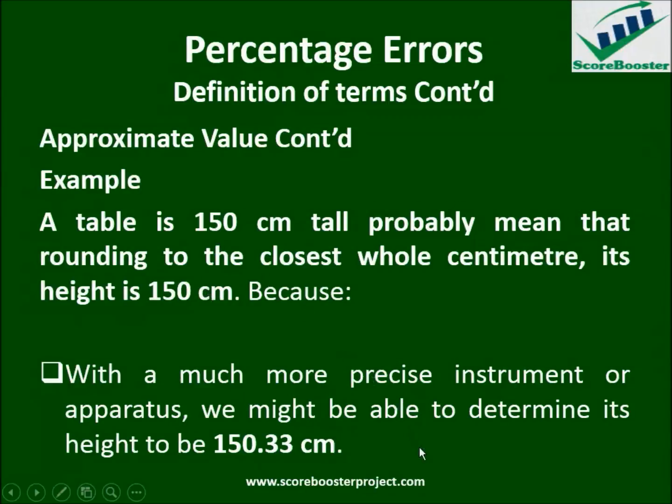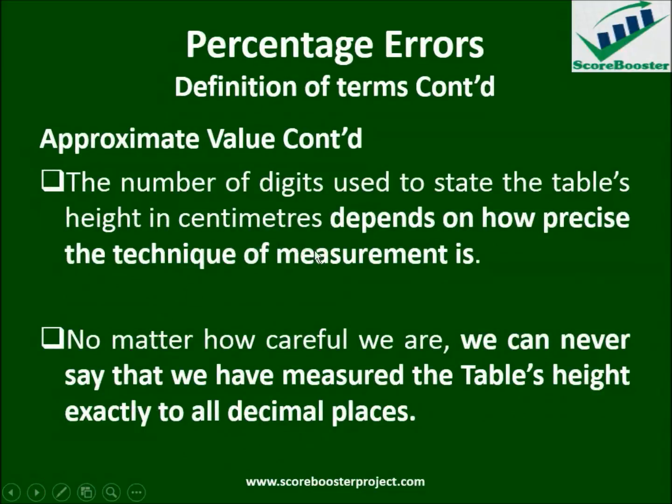So another reason is that the number of digits used to state the table's height in centimeters depends on how precise the technique of measurement is. This has been explained in the previous point. So the more the number of digits after the decimal point, the more precise the measurement is.